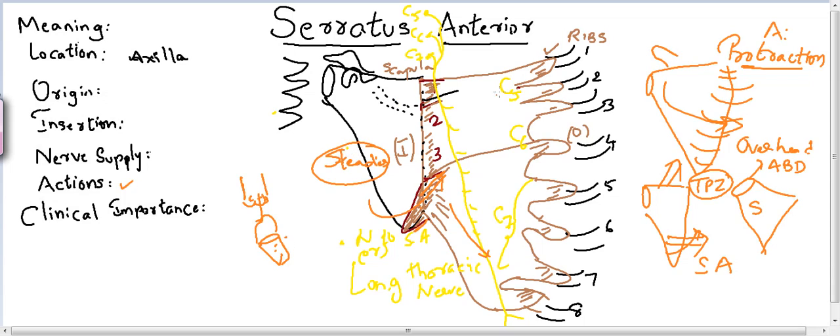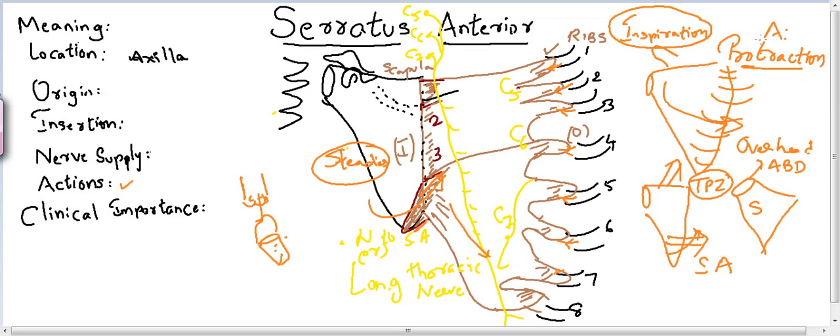Acting from the scapular side, you can pull the rib like this, similar to the pectoralis major and minor. So when it pulls the rib outwards, obviously there is a negative intrathoracic pressure causing inspiration. So this is the other action. It's an accessory muscle of inspiration. Some smokers will use this in resting position only to breathe.